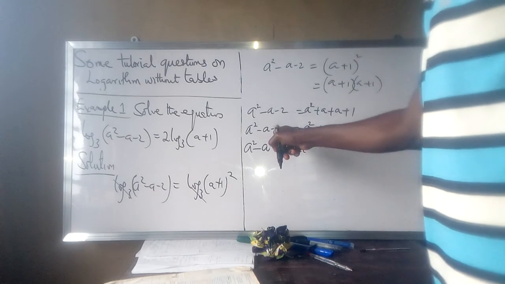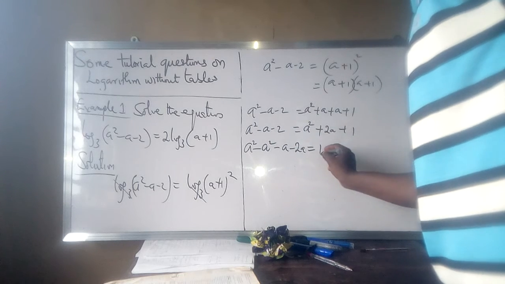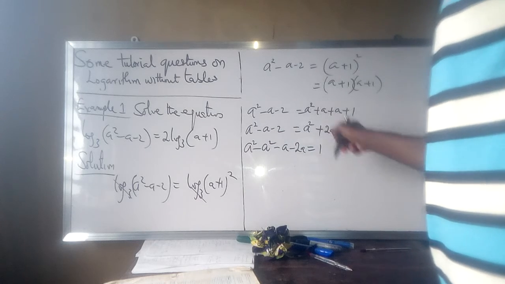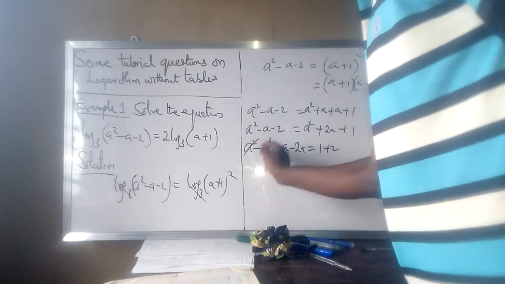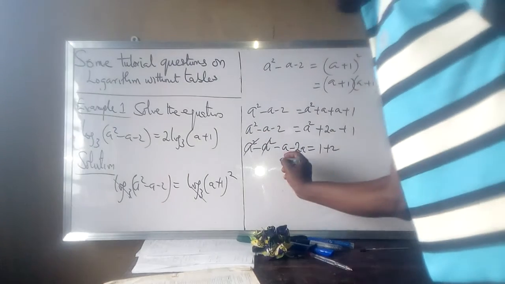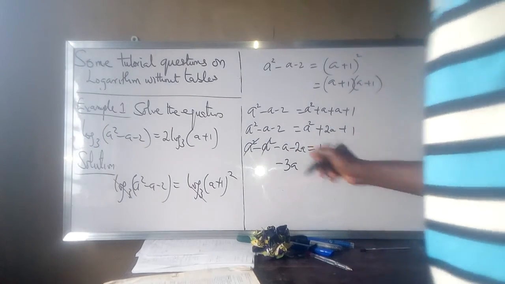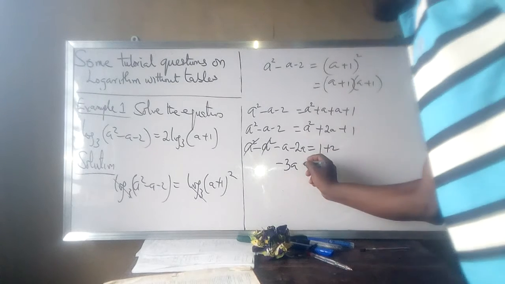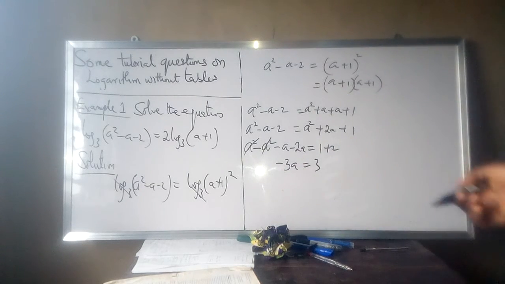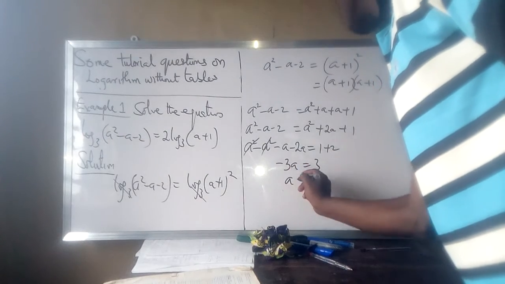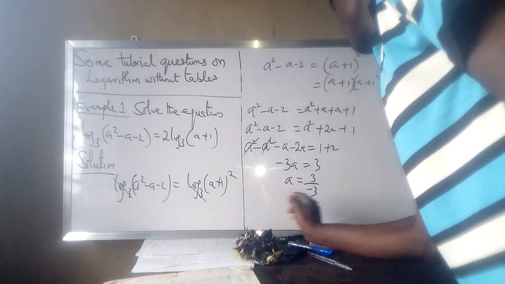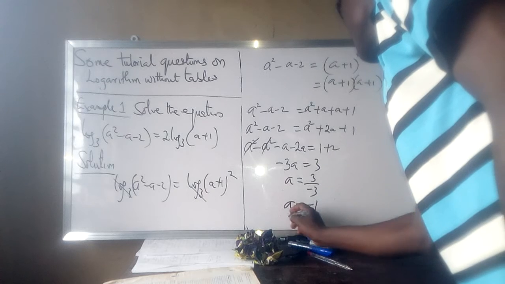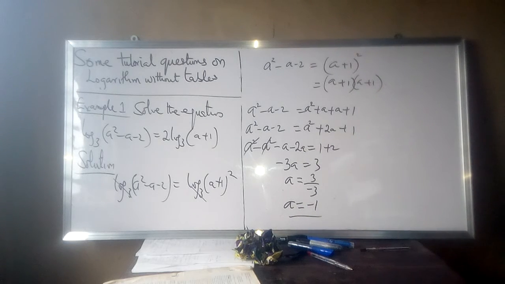Then we can bring the constant to the right hand side, that's 1. Then minus 2 going to the right hand side becomes plus 2. So the a squared cancels and we are left with minus 3a, because minus a minus 2a is minus 3a, which is equal to 3. Now how do we get our a? By dividing both sides by minus 3, we have a is equal to 3 over minus 3. So a is equal to minus 1. So in this case, the value of our a is equal to minus 1.